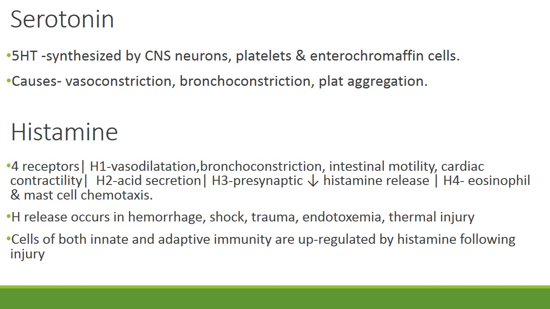Serotonin causes vasoconstriction, bronchoconstriction, and platelet aggregation. So similar to what happens in SIRS. Whereas histamine release occurs in hemorrhage, shock, trauma, and thermal injuries. Cells of both the innate and adaptive immunity are upregulated by histamine following injury. Histamine has different receptors, 4 of them which are shown, and you can see their various actions.